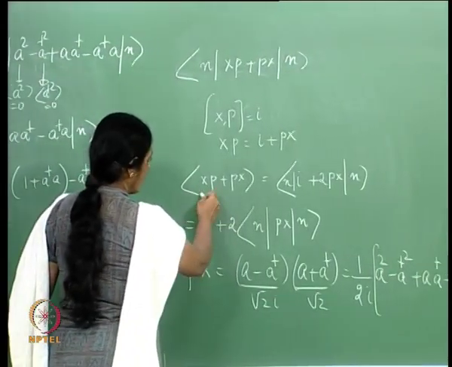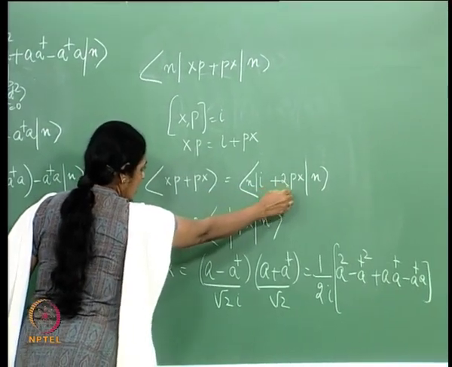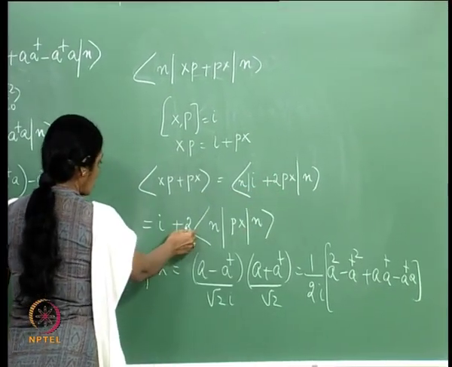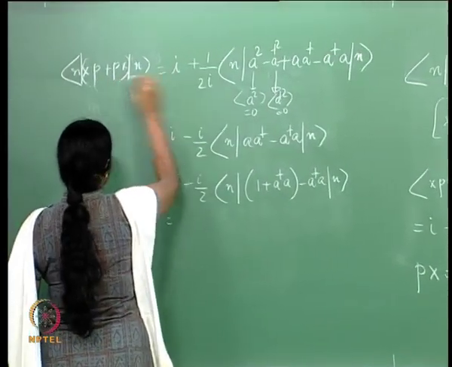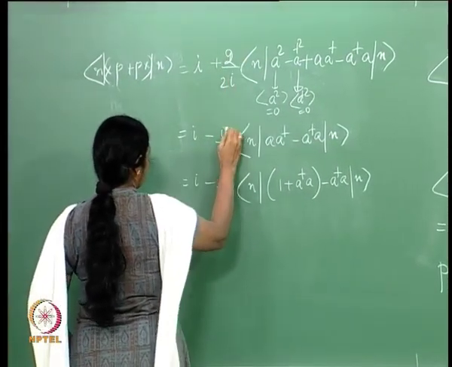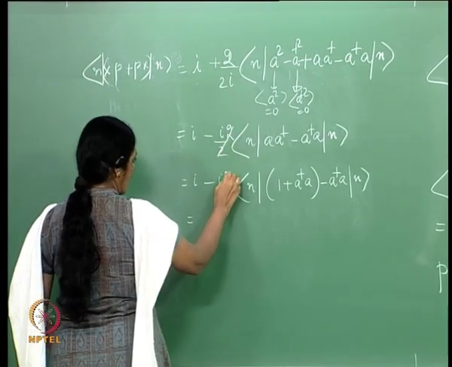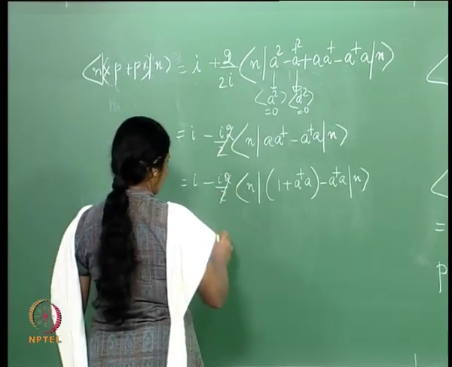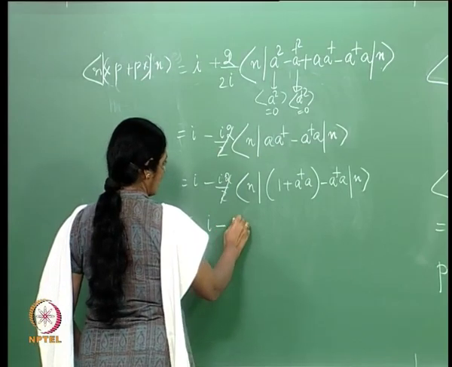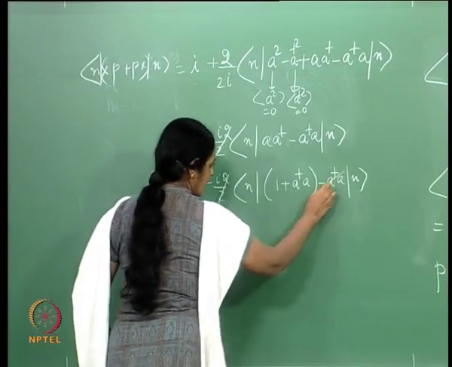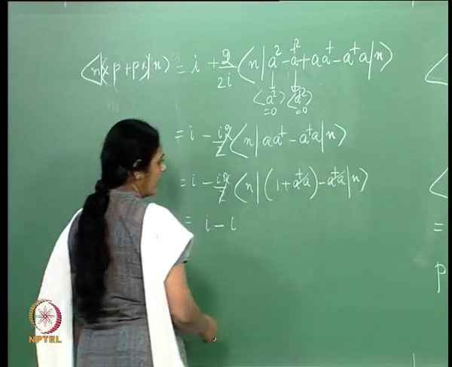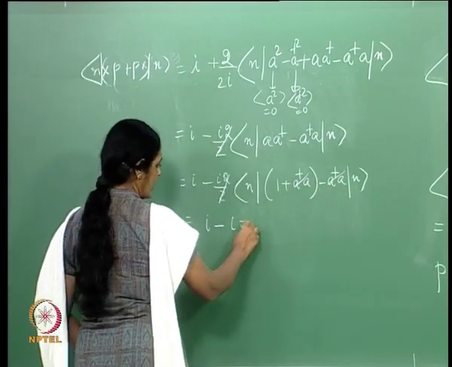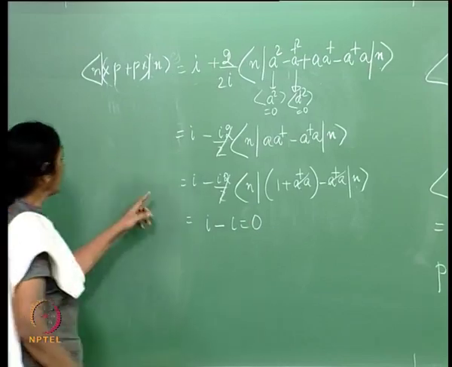I have xp plus px, and this gave me a 2 px. So, there was already a 2 outside, and therefore, I need to put in xp plus px, I need to put a 2 there. So, the 2's cancel and I am left with I minus I, because the inner product of bra n with ket n is 1, and therefore, the answer is 0.